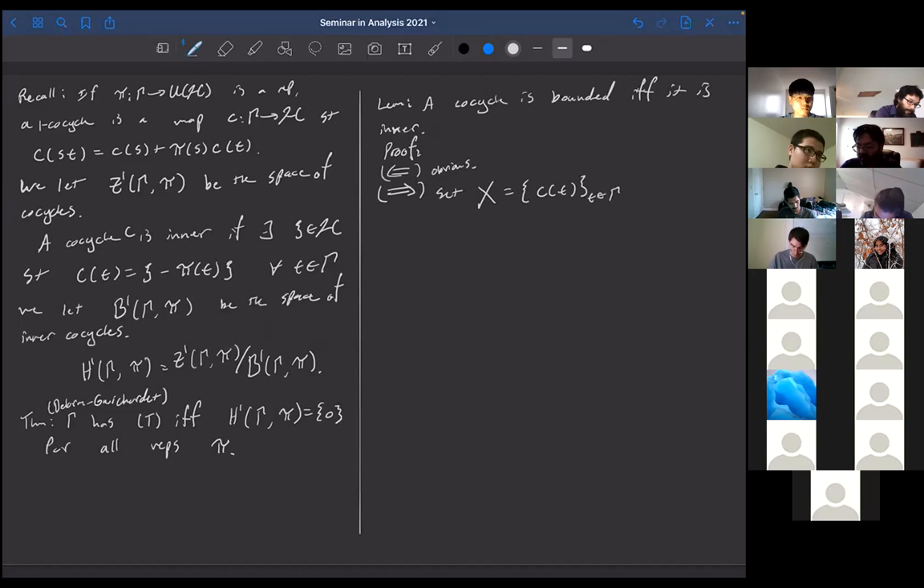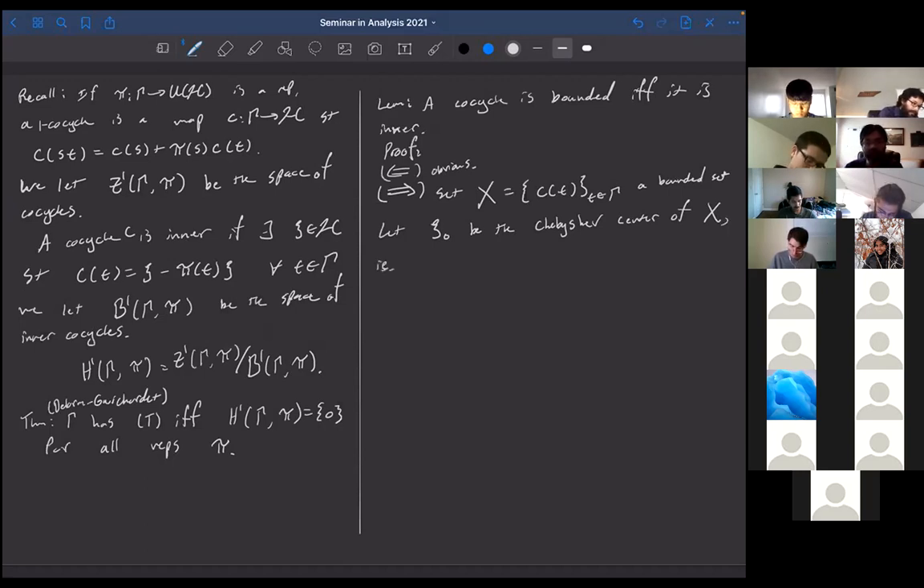And note that this is a bounded set. And we want to prove that this set is inner. And so what do we do? We let, say, C naught be the Chebyshev center of X. And if you've never seen the Chebyshev center before, I'll explain this in a moment and we'll prove that it exists. So what does this mean?